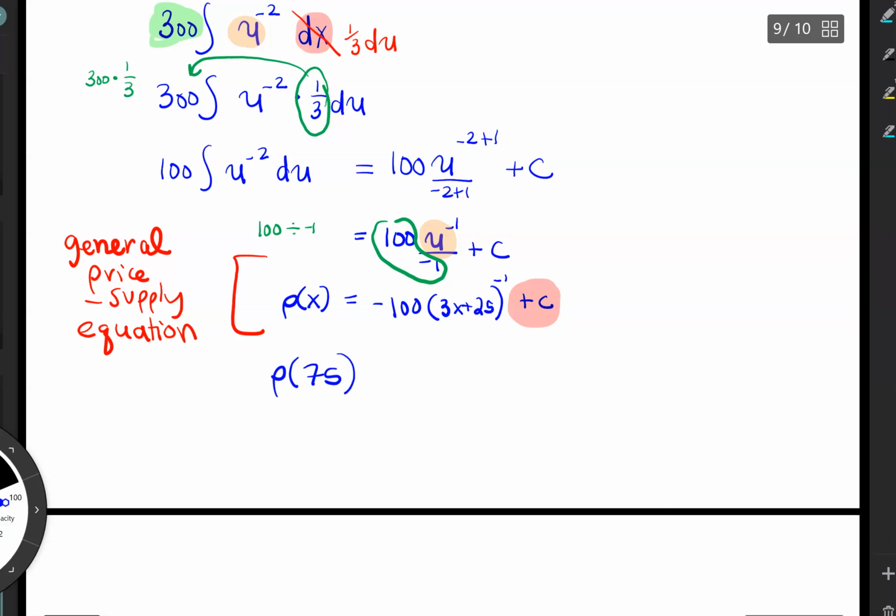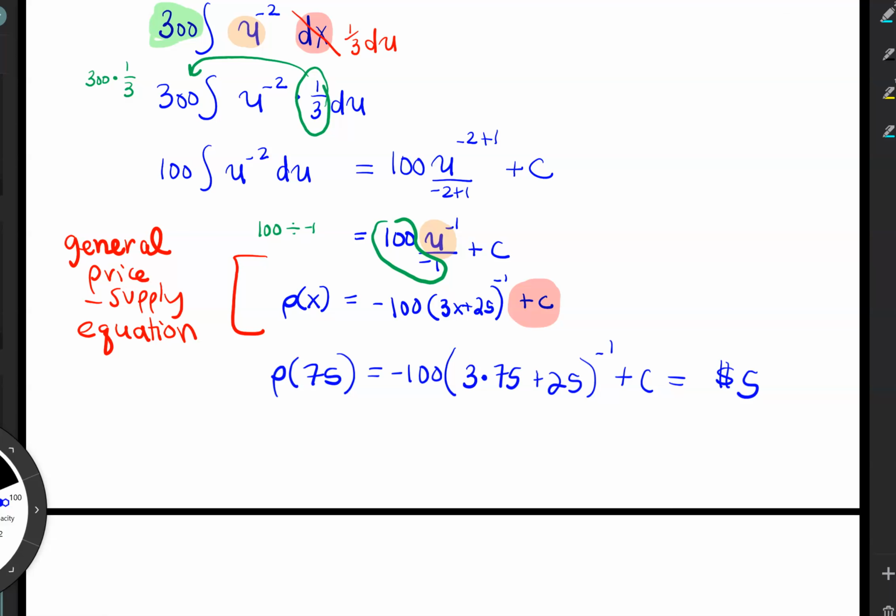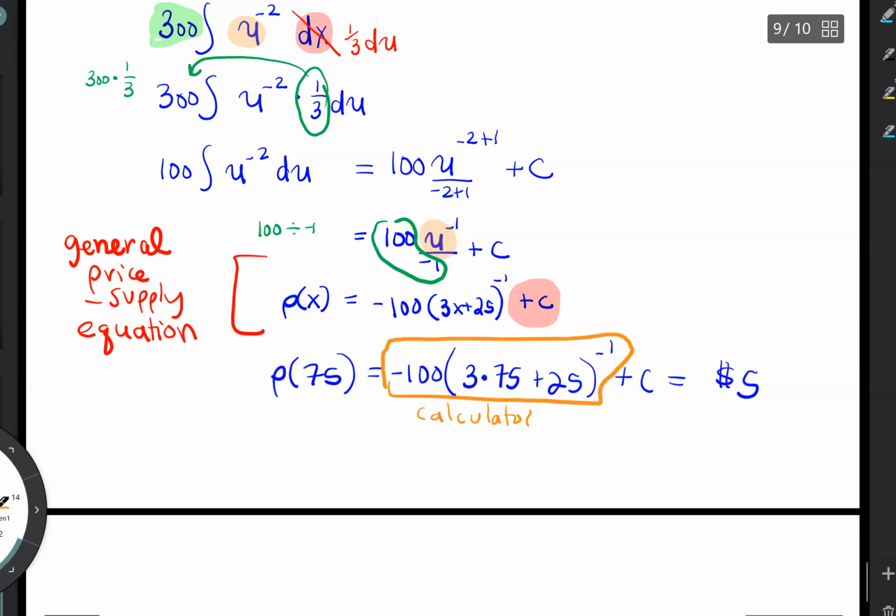Okay, so I'm inputting a 75 everywhere I see an X, and I need to output $5. So we're just going to do some algebra here. It's not that bad, right? This one is pretty straightforward. We're just going to enter all this in your calculator and see what we get when we do that.